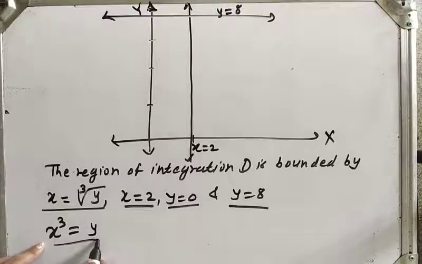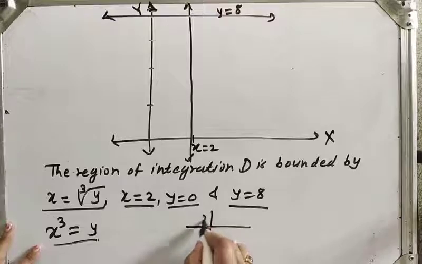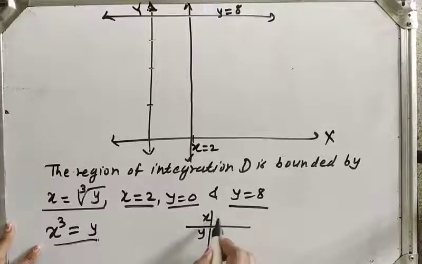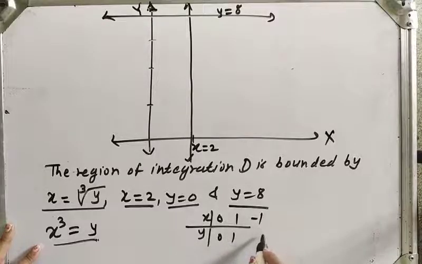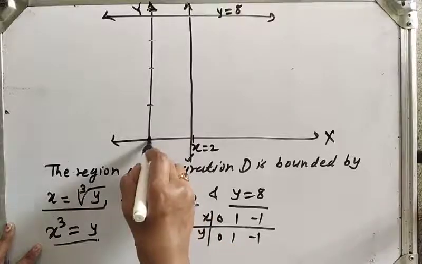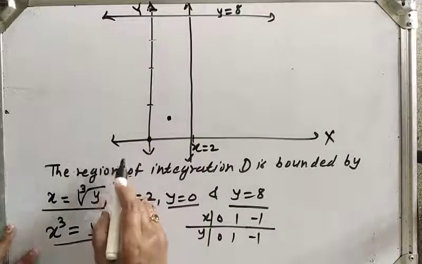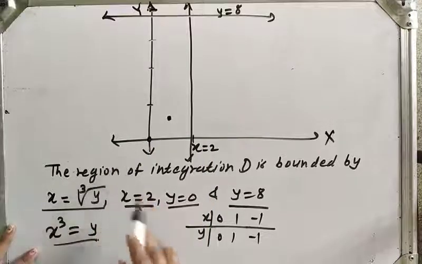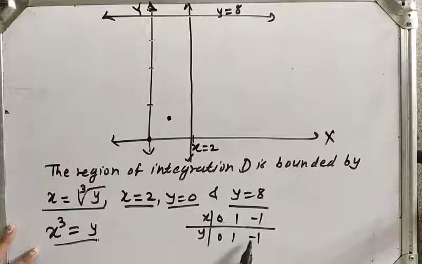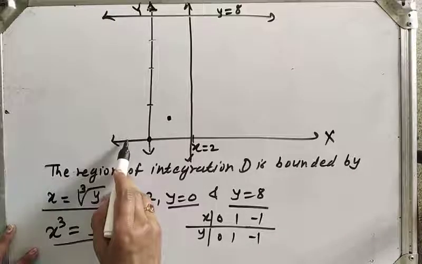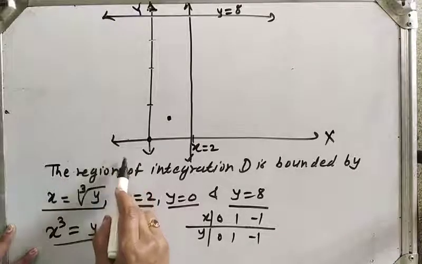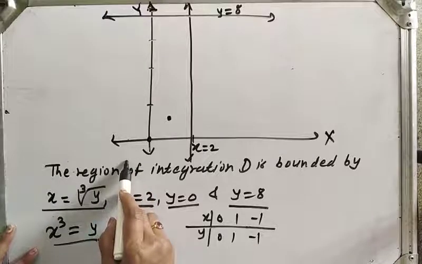then x cube is equal to y. So this will be x cube is equal to y. When x is 0, y is 0. When x is 1, y is 1. When x is minus 1, y will be minus 1. So x 0, y 0; x 1, y 1; x minus 1, y minus 1. When x is minus 1, y will be minus 1, means suppose here is minus 1, then also y is minus 1.